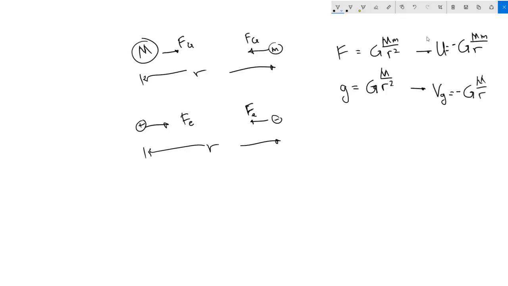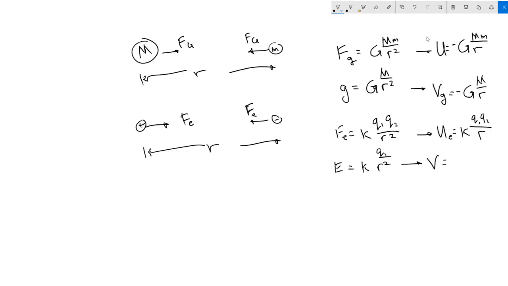This would be negative. And then for electric force, this was like K Q1 Q2 over r squared. So you get this potential energy, K Q1 Q2 over r. Then the electric field, so there's gravitational field, there's electric field, is like K Q1 over r squared. So then this electric potential is like K Q over r.